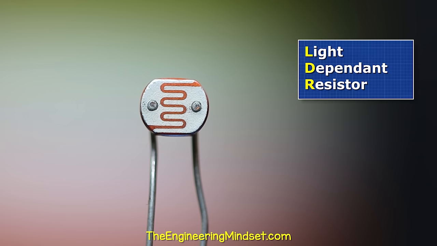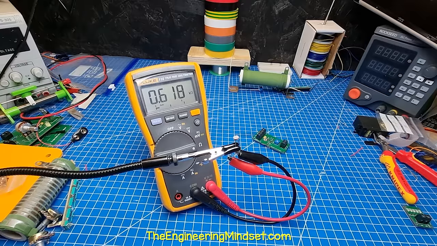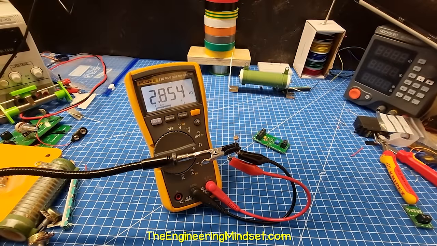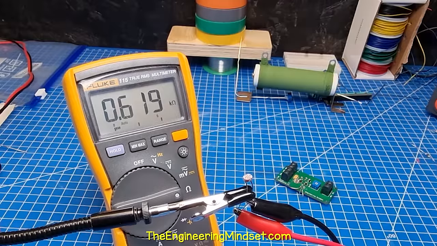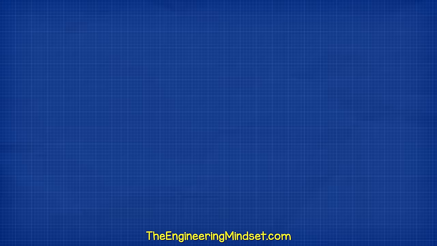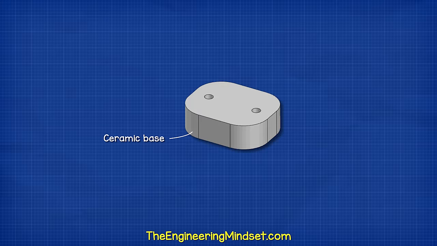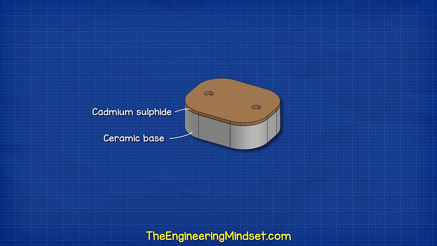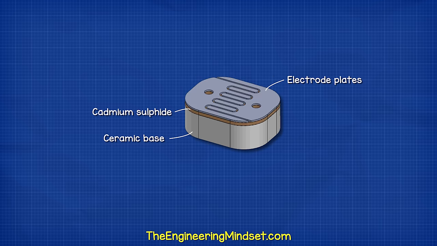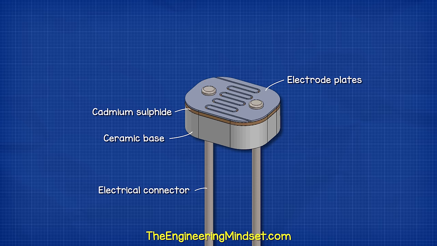Light-dependent resistors are variable resistors. They will automatically adjust their own resistance depending on how much light they are exposed to. They have a ceramic base which is coated with cadmium sulfide. This is then covered with two electrode plates, separated by a small gap. The electrical terminals connect to this, and we usually find a clear protective coating covering the component.